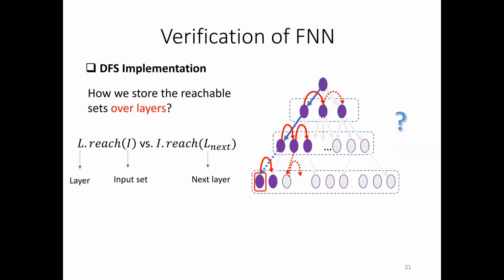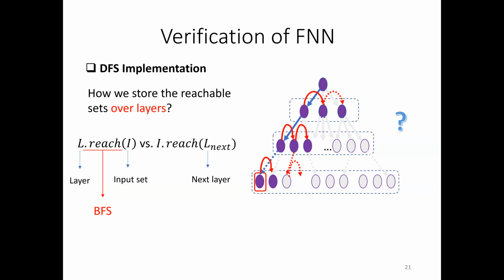In Breadth-First-Search, you have layer and reach, right? You compute the reachable set layer by layer, right? And the layer is the center of the reachability. So when you come to the layer, you handle multiple inputs to that layer, and then you build the reachable set at that layer.